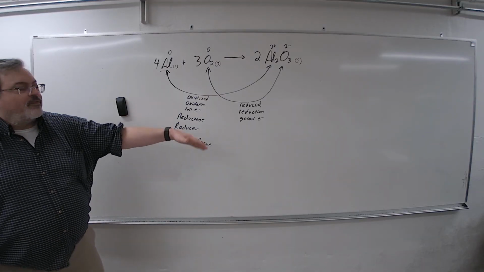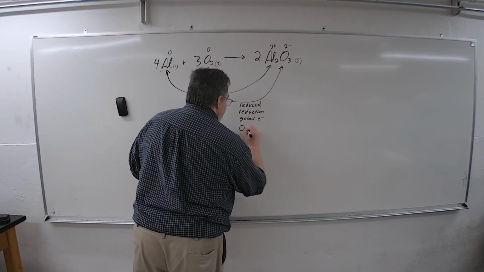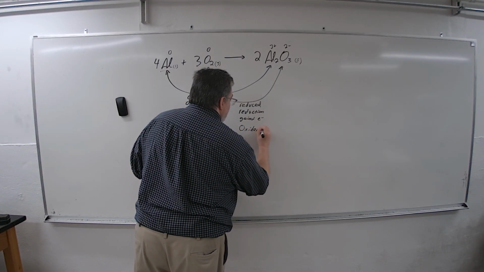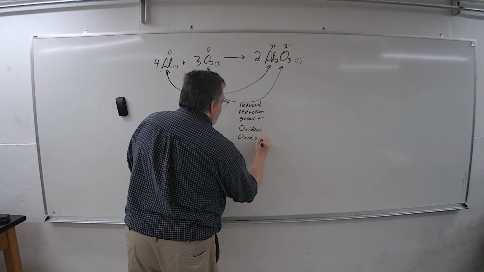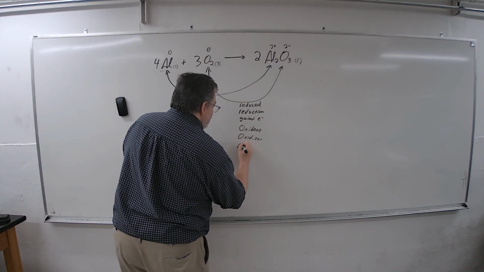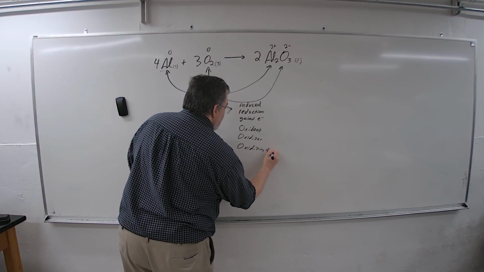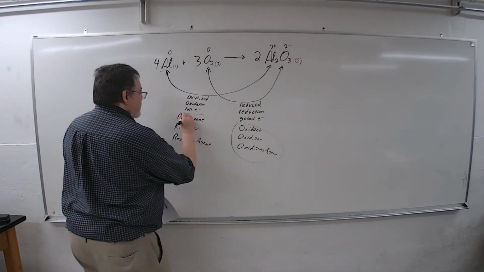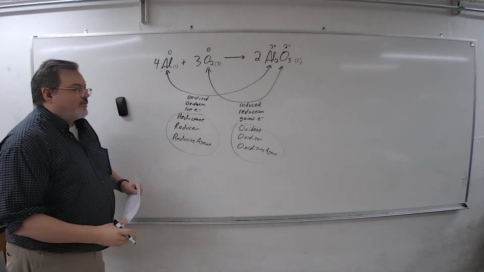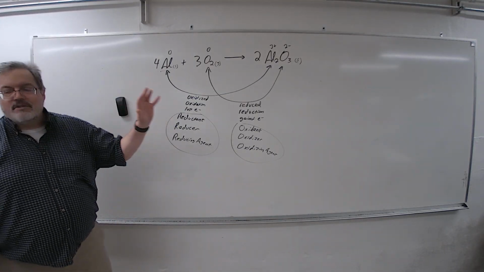Reductant. You could say the reducer, and I know it's crazy, but all these words are used. Aluminum is the reductant because it can cause reduction. It's the reducer because it reduced something, the oxygen. It is the reducing agent.